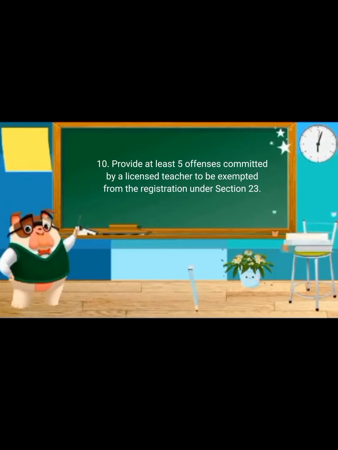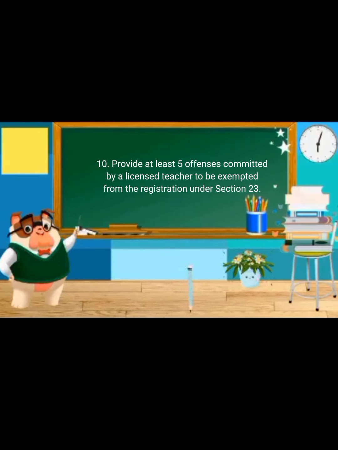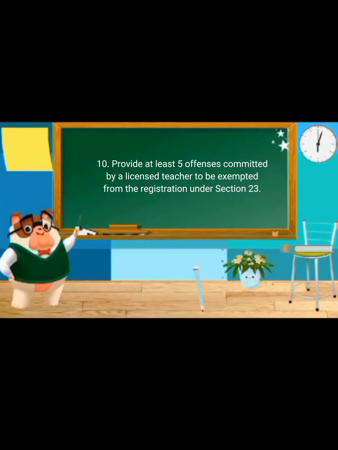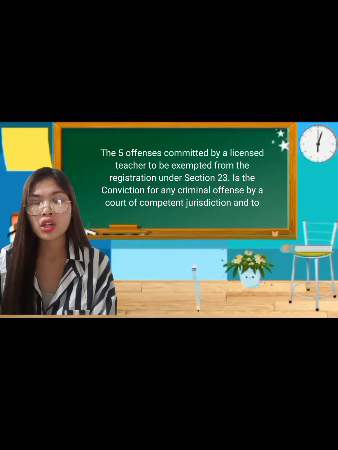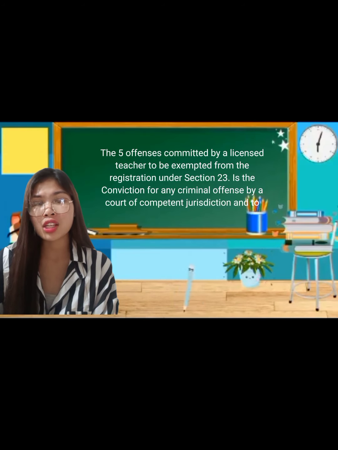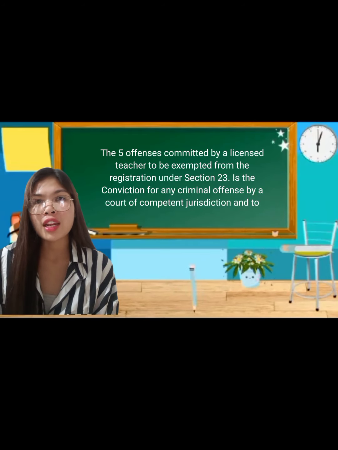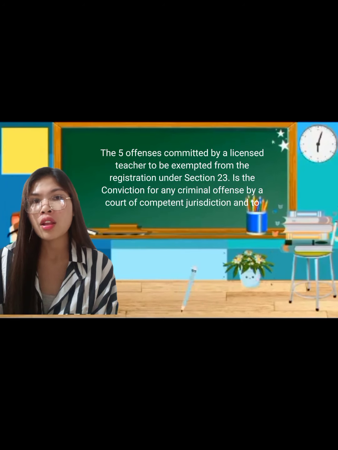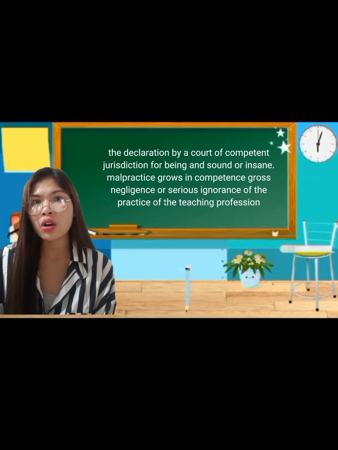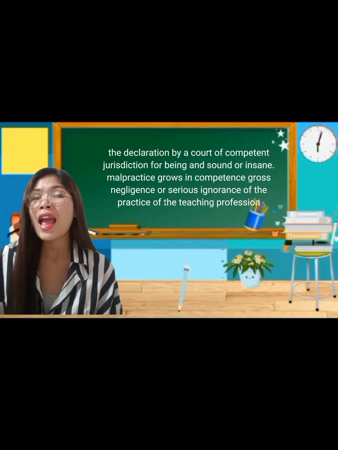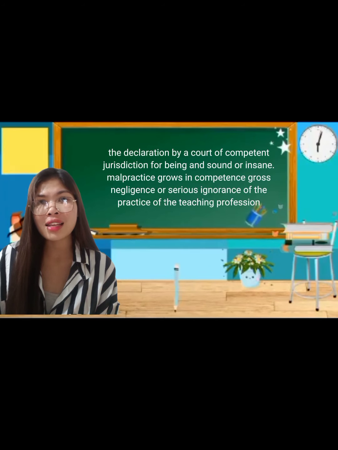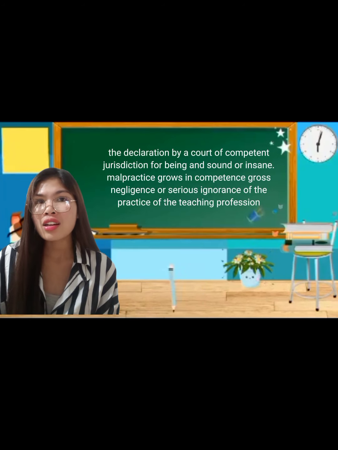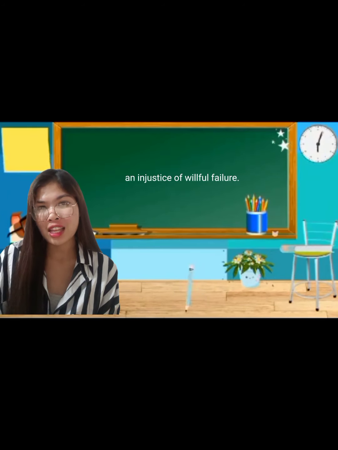10. Provide at least 5 offenses committed by a licensed teacher to be exempted from the registration under Section 23. The offenses are the conviction for any criminal offense by a court of competent jurisdiction, and the declaration by a court of competent jurisdiction for being unsound or insane. Malpractice, gross incompetence, gross negligence, or serious ignorance of the practice of the teaching profession, and injustice or willful failure. That's all.